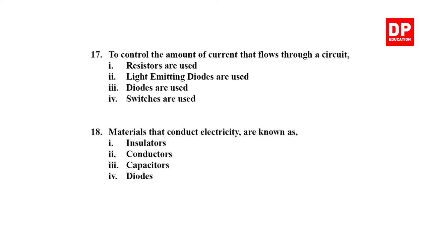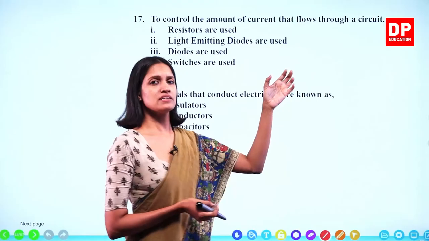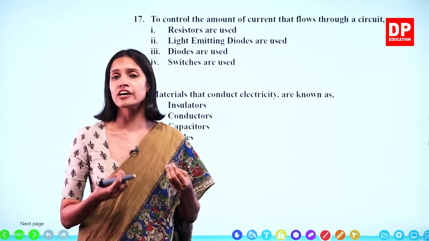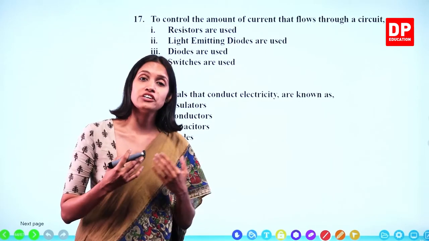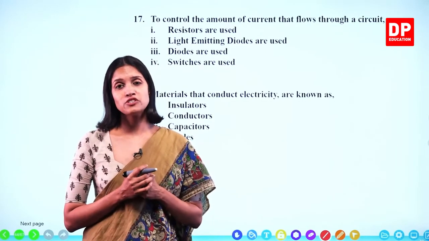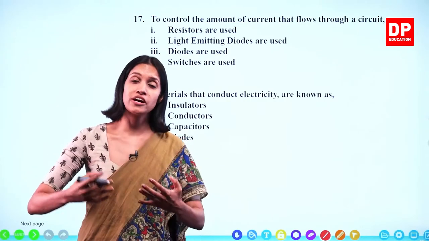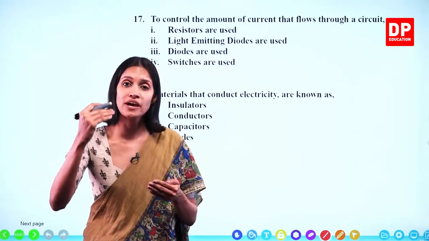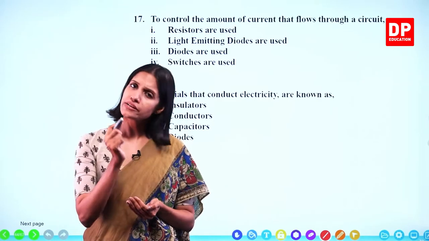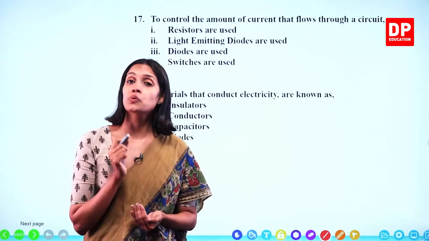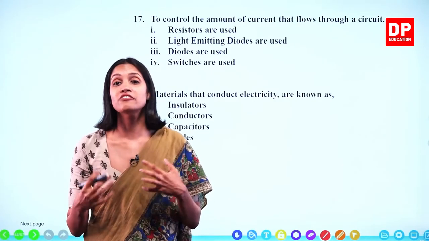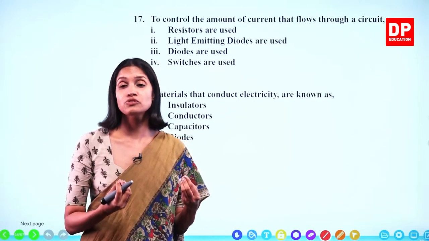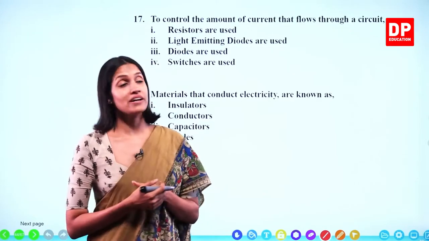Number 17. To control the amount of current that flows through a circuit. Sometimes when we make different types of circuits, we have to control the amount of electric current that flows through it, right? Which means sometimes we have to let a lot of current pass through the circuit and sometimes we have to reduce the amount of current. What can we use in this case, children? We can use resistors, right? Because resistors with different resistances can be used to control the amount of current, right?